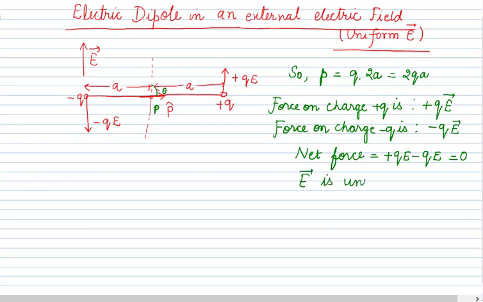Why is the net force 0? Because our electric field is uniform everywhere. Mind this thing. Electric field is uniform, it is same everywhere, so plus QE and minus QE cancel each other, and the net force comes out to be 0. Now there is an equal and opposite force. So whenever there is an equal and opposite force, then the torque comes into picture. So there will be a torque acting on this dipole. Force due to charge plus Q is plus QE, force due to charge minus Q is minus QE, and these two are equal and opposite in direction.